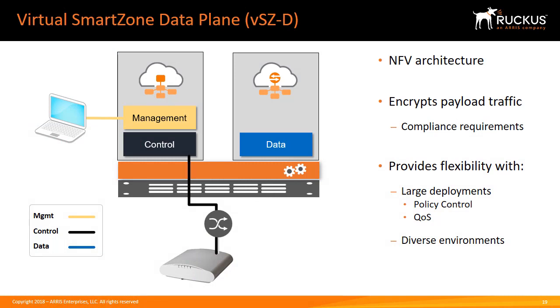In order to use the virtual SmartZone data plane, the initial controller is built, then the virtual SmartZone data plane is added as a separate virtual machine and configured to communicate with the controller. Once configured, the access point will establish a data plane tunnel to the virtual SmartZone data plane.